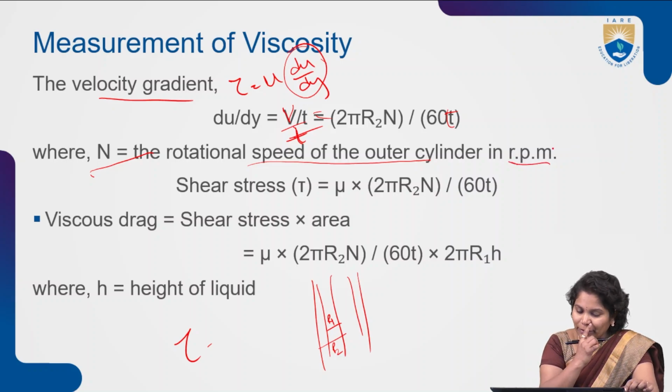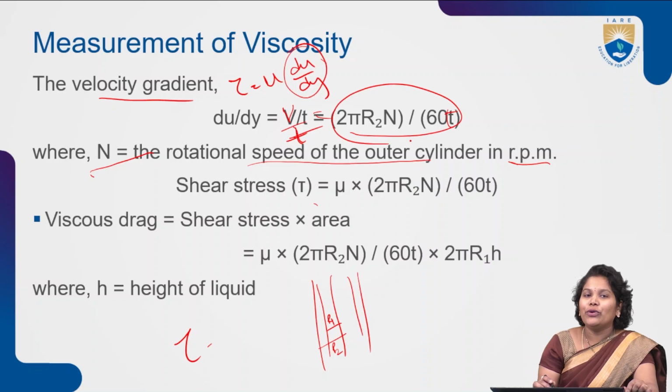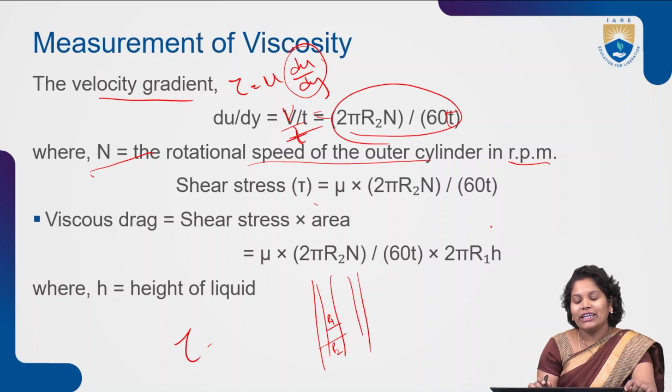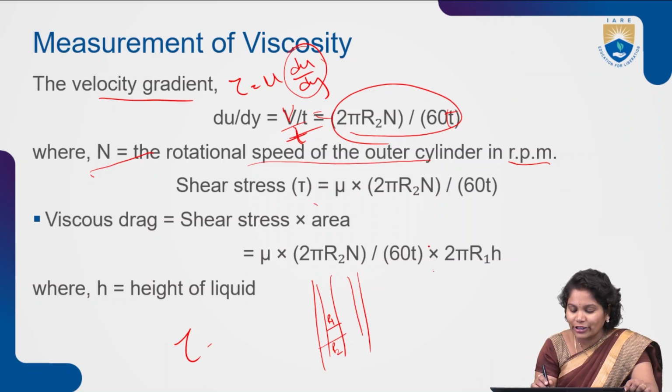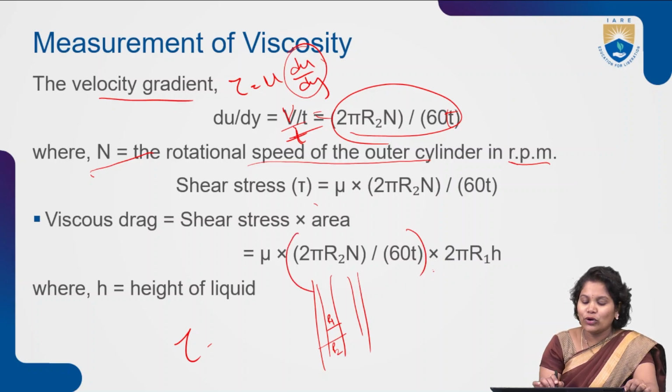Here N is rotations per minute. So here, in place of du/dt in the shear stress, I am writing this complete term, 2 pi r2 N by 60 t. So shear stress is mu into 2 pi r2 N by 60 t, and here into 2 pi r. This complete into 2 pi r is the shear stress.